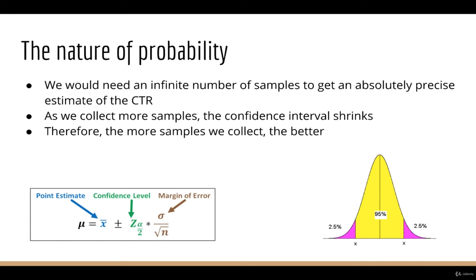Well, here is where you have to remember your study of probability. The only way to have absolute precision in your statistical estimate is to collect an infinite number of samples. As you recall, as you collect more and more samples, the confidence interval of your estimate decreases. So the answer is, collect as many samples as possible.